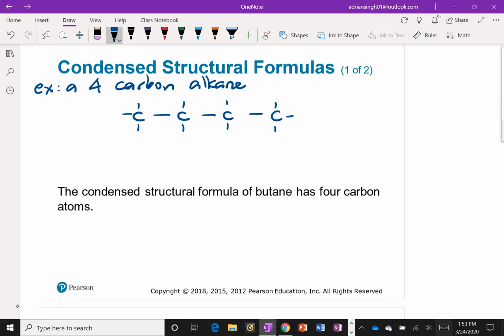And those bonds are going to be to what? Well, if it's a hydrocarbon, those bonds are going to be to hydrogens, right? So we just fill in the H's, like so. And when we show all of the atoms and all of the bonds involved, this is our expanded structural formula. I'm going to write this up here to the right side.